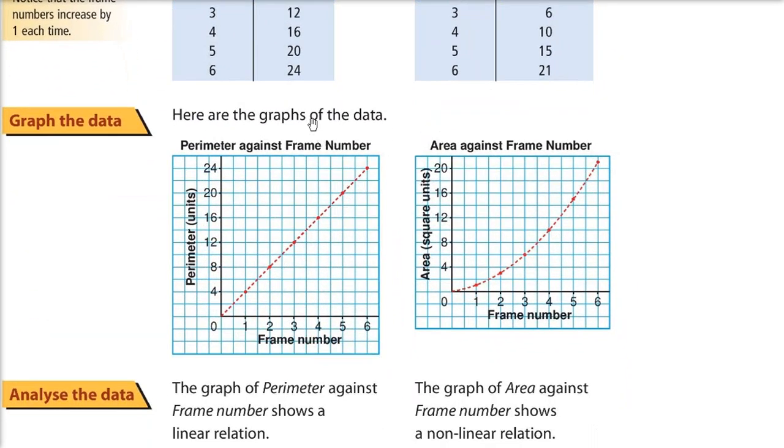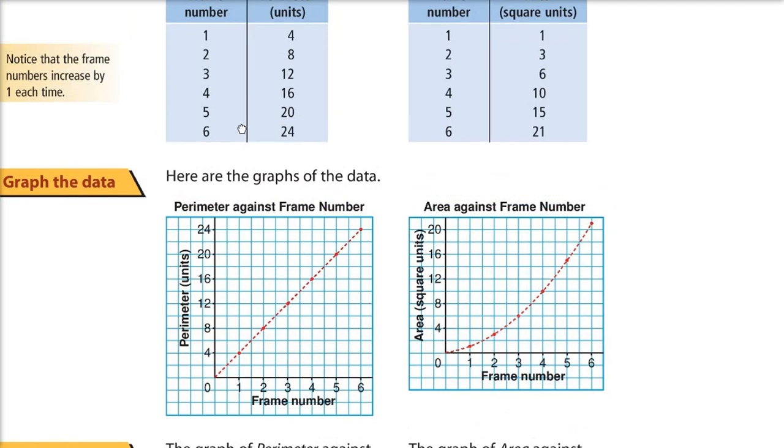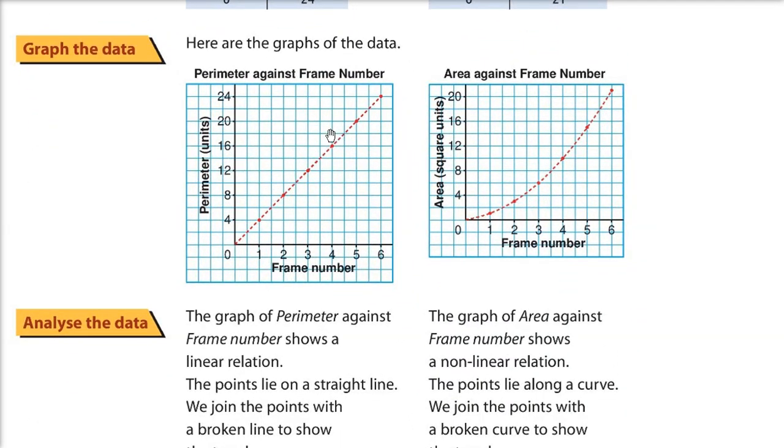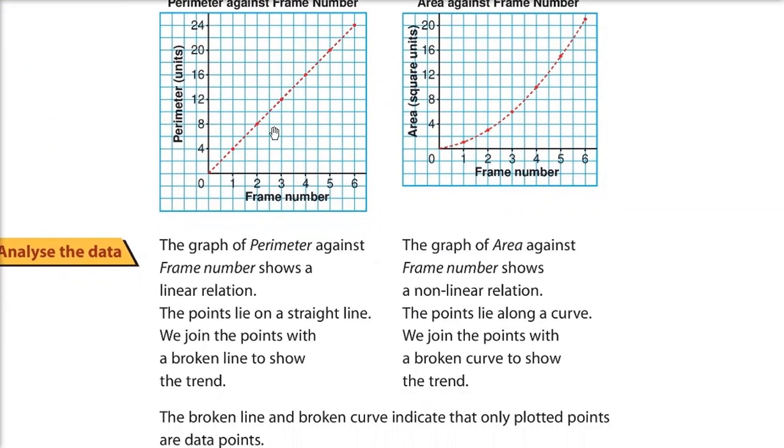So for the graphs of the data which we see here, in the x-axis we have given frame number, and here also we have frame number, and here we have perimeter, and of course we have taken one at a time. This length is also 1 unit and the area is also 1 unit. So now the graph of perimeter against the frame number is a linear relationship. That is, the points lie on a straight line. If we join these points, then there will be a straight line.